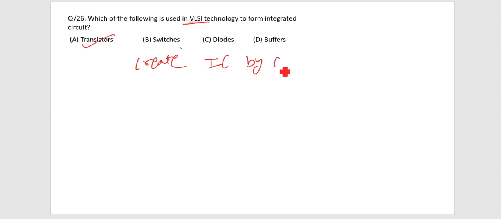By combining millions of transistors in a single chip.